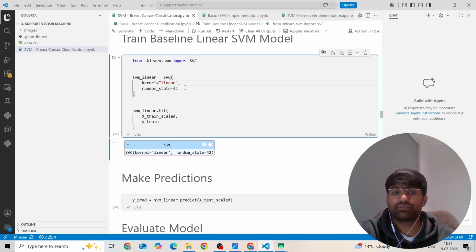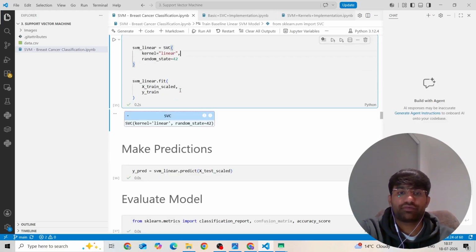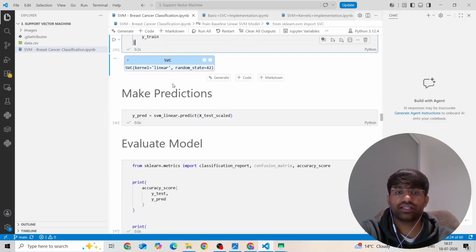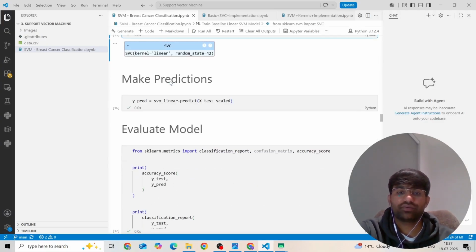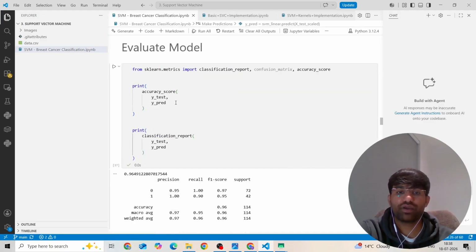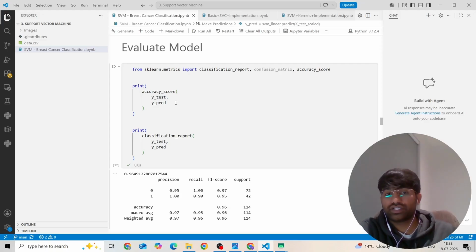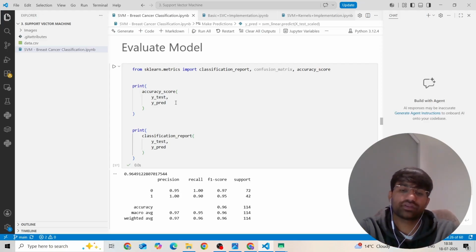So for the base model, I'm building a linear support vector classifier model, and I will fit X train data and Y train data. After training the model with the training data, I will make the predictions and evaluate. Again, the classification report, precision, recall, confusion matrix, ROC AUC score, everything I have covered in the logistic regression video. You should go through the logistic regression video to have a deep understanding of the performance metrics for the classification task.